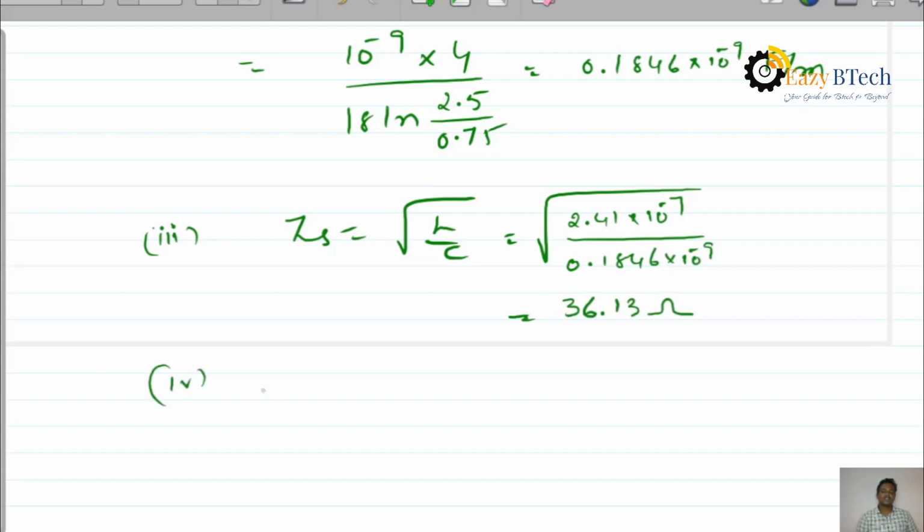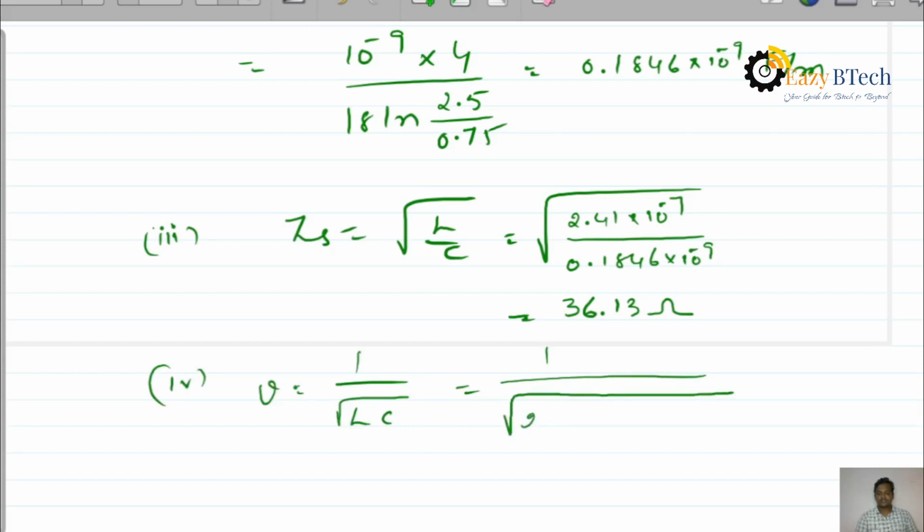Last case, the velocity v. We know the formula, the velocity v equals 1 by root LC. Therefore, substitute those L value and C value here: 2.41 into 10 power minus 7 into 0.1846 into 10 power minus 9. Therefore, this value equals 1.5 into 10 power 8 meters per second. This is the way we will calculate.